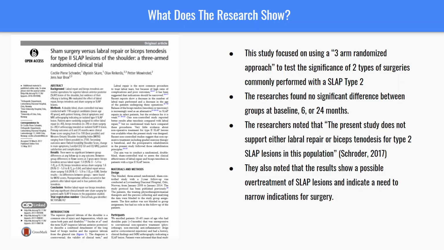And I believe the population that they had, they weren't looking at athletes, they were looking at older individuals. They also noted that the results show a possible over-treatment of SLAP lesions and indicate a need to narrow indications for surgery. So we feel like just because you have a SLAP tear as an older adult doesn't necessarily mean you have to get surgery for it. We feel like this is the first thing we jump into the moment we find a tear. The same thing happens with rotator cuff tears as well, but really we need to take a second look to see if that's really the indication that we should go with right away.